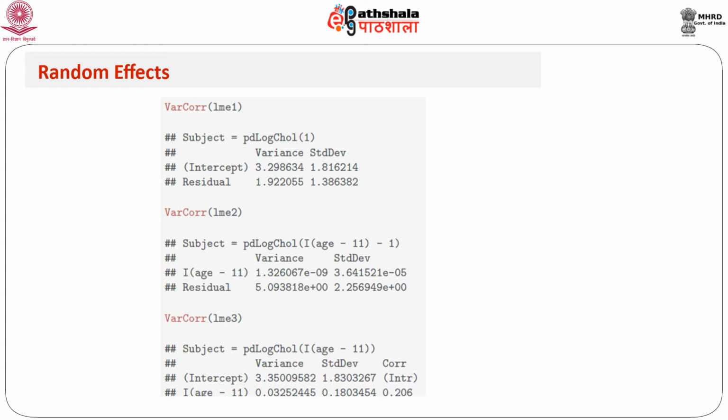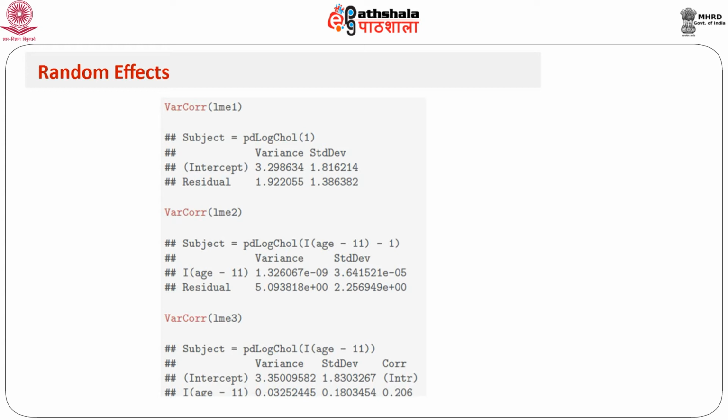Now what about the variance covariance? The VarCorr function is a function which expects an lme object and extracts the variance covariance. For model 1, which is a random intercept model, it says that the random intercept has a variance of 3.29, and the residual is 1.92.